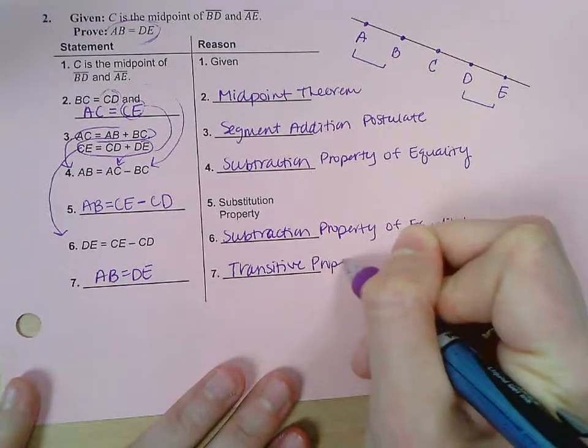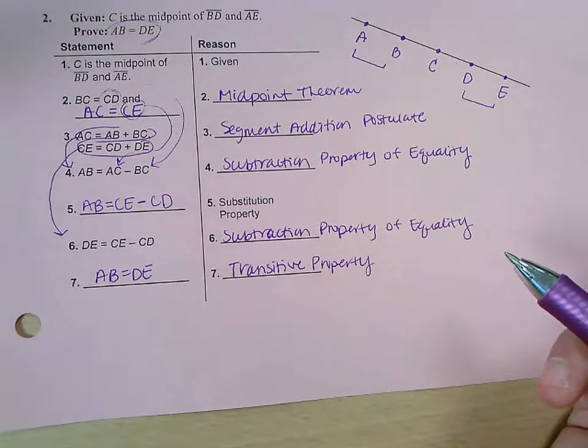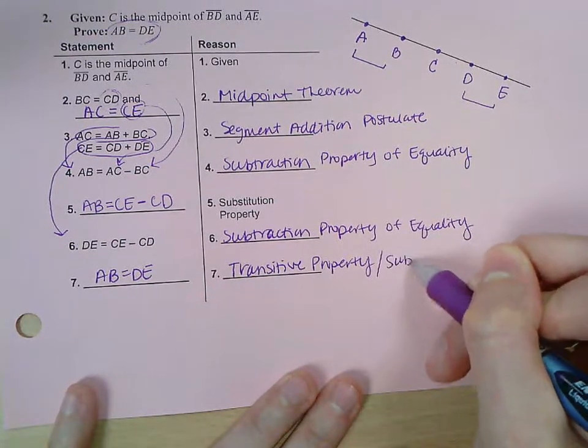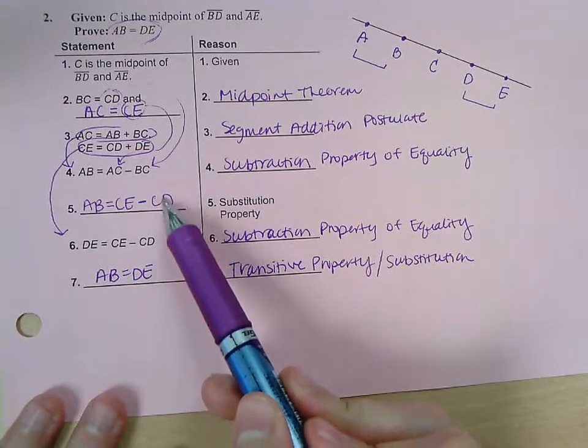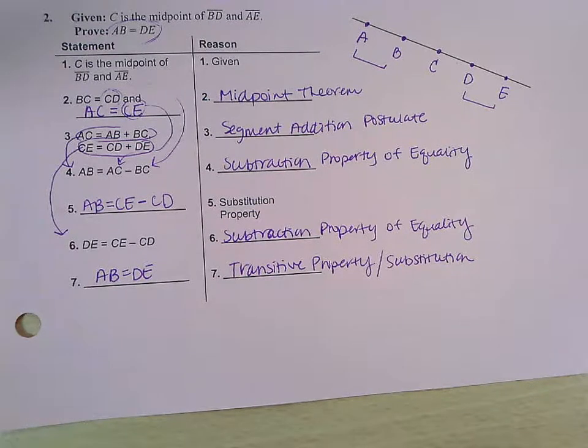Did anybody have a different idea? Transitive and one other property are kind of interchangeable. I would also accept substitution, because if they're equal to the same thing, it's like you're substituting one of those in place of that quantity that's equal. So transitive and substitution are interchangeable most of the time.